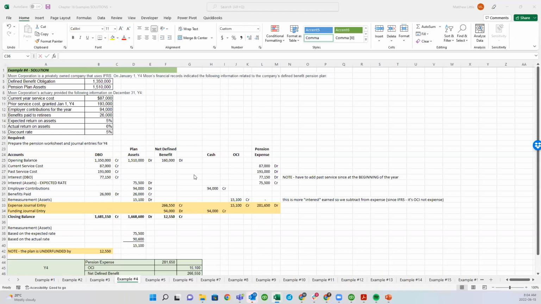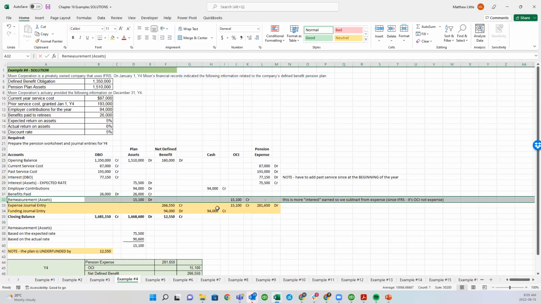All right, we're going to flip over to example 4, but I'm actually going to pull up the answers and we'll walk through it because it's pretty much the exact same as example 1. The difference here is we are using IFRS and we now have an OCI column, the other comprehensive income column. And the only difference in the whole question here is the remeasurement line goes to OCI, not to pension expense. So let's just follow the math.